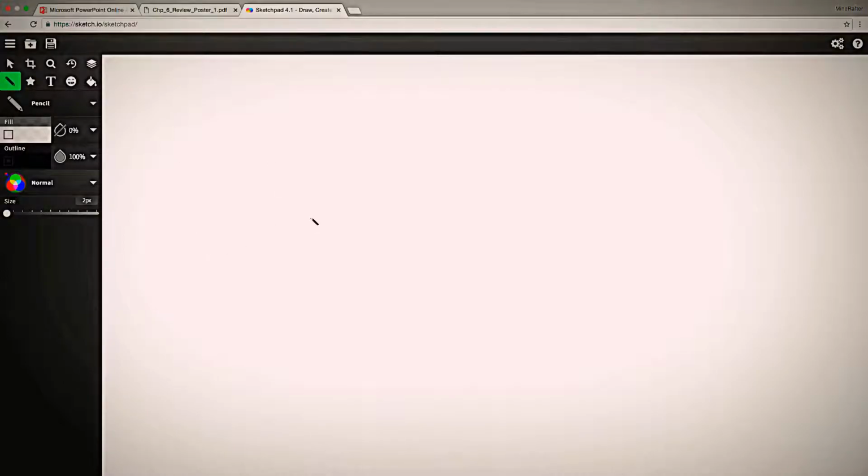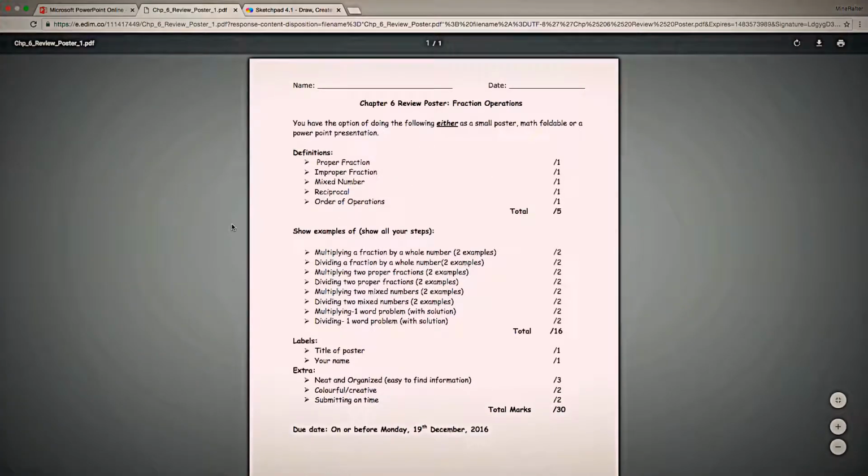And I decided to do the PowerPoint for a project. And here I'm going to show you the examples that you posted right here for all of these steps. Okay, so for multiplying a fraction by a whole number, two examples.